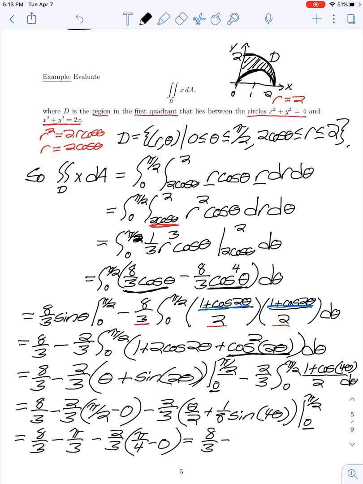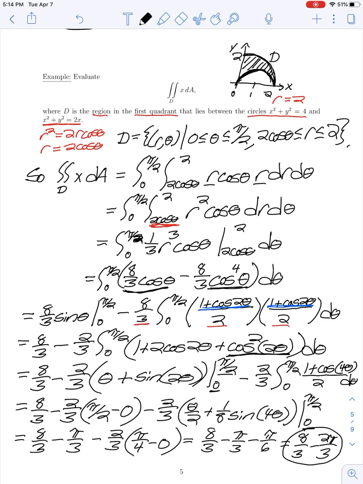So we're left with 8/3 minus pi over 3, minus, for this last term, we get 2 pi over 12, or pi over 6, and this simplifies to 8/3 minus, let's see, 4 pi over 6, or 2 pi over 3, for our final answer here.